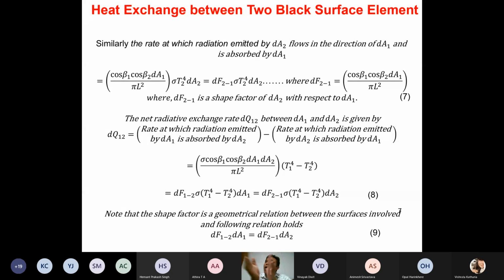I will give all these properties in a subsequent slide, but just to give you a perspective, I am telling you this now. This property is very important here. The shape factor is with respect to the second surface, and if we change the area, the corresponding shape factor also changes. That is what it is.